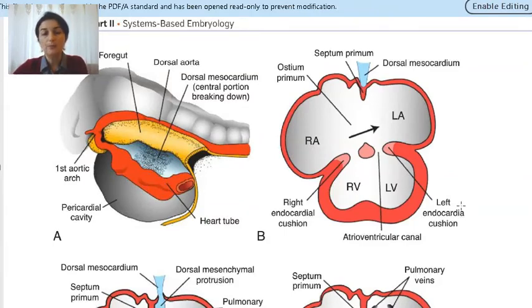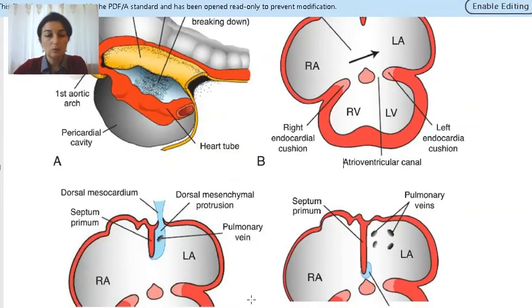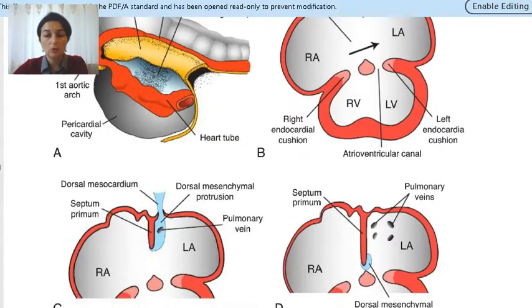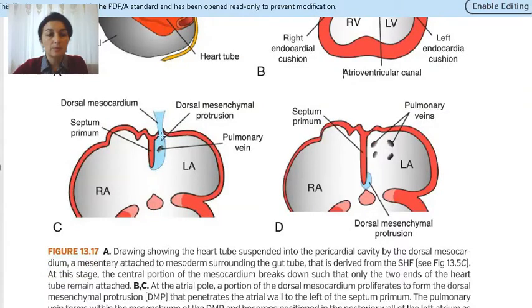Here we are looking at how the septum primum is formed. Inside of the septum primum, some cells of the dorsal mesocardium, which has neural origin, developed from the neural crest cells. So these cells together with the septum primum invade into the heart, and they will grow into the veins, the pulmonary veins. So they will form pulmonary veins.